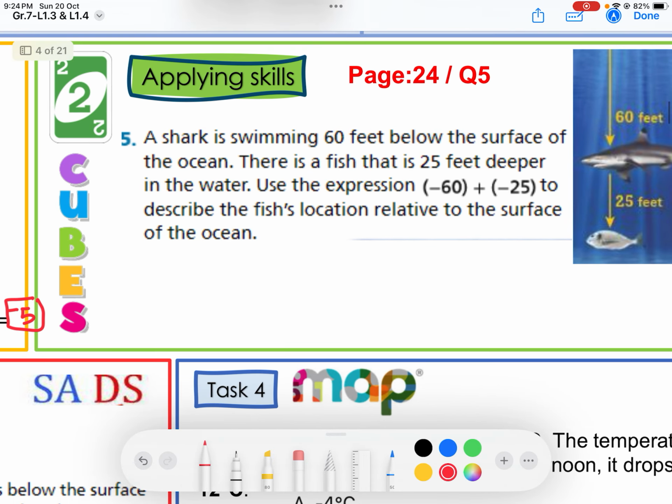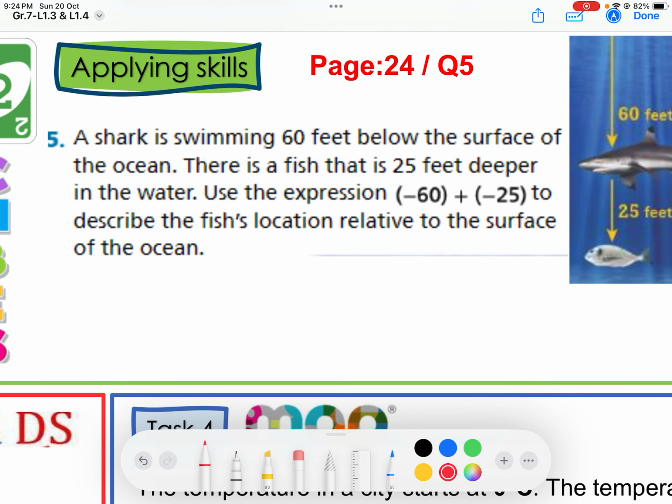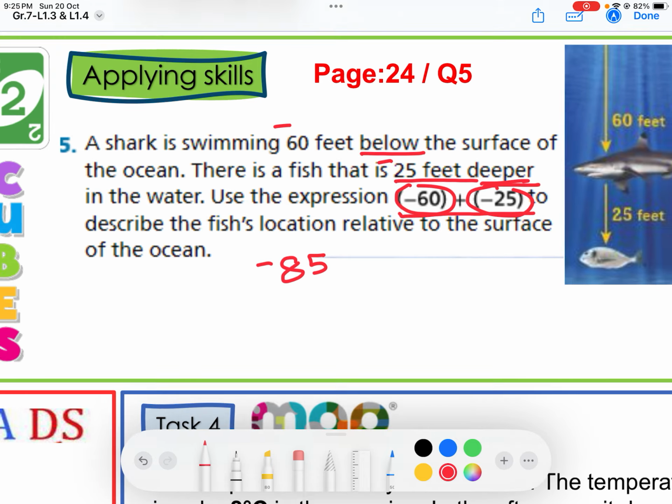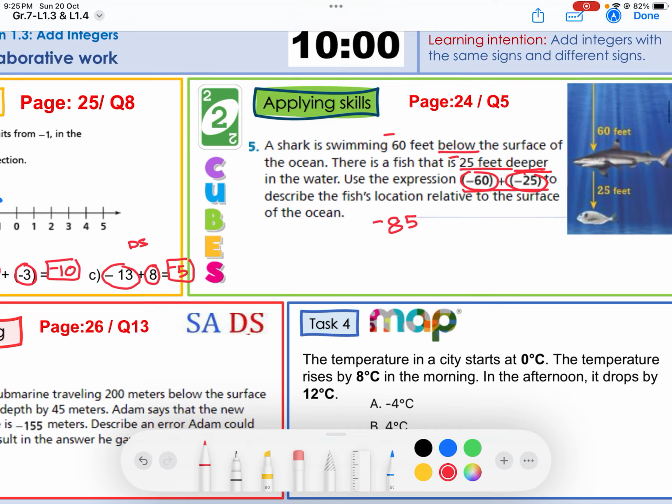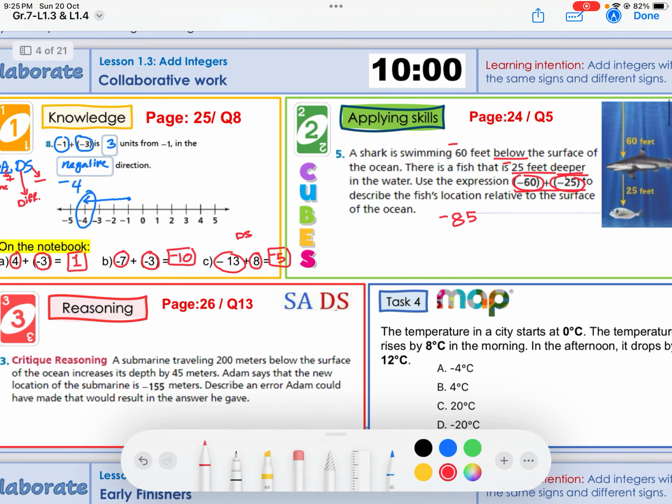Here we have a real life application where you remember the keywords. How deep? The minute you go below means your number should be negative. And they're saying also there is a fish that is 25 deeper. So also deeper, you're going down deep in the ocean, which is also negative. We are asked to find the total, so we solve this expression. I can tell that I got 2 numbers with the same sign, so I'm going to add them. 60 plus 25, that's 85, and the sign will be negative. So it's 85 feet below sea level.